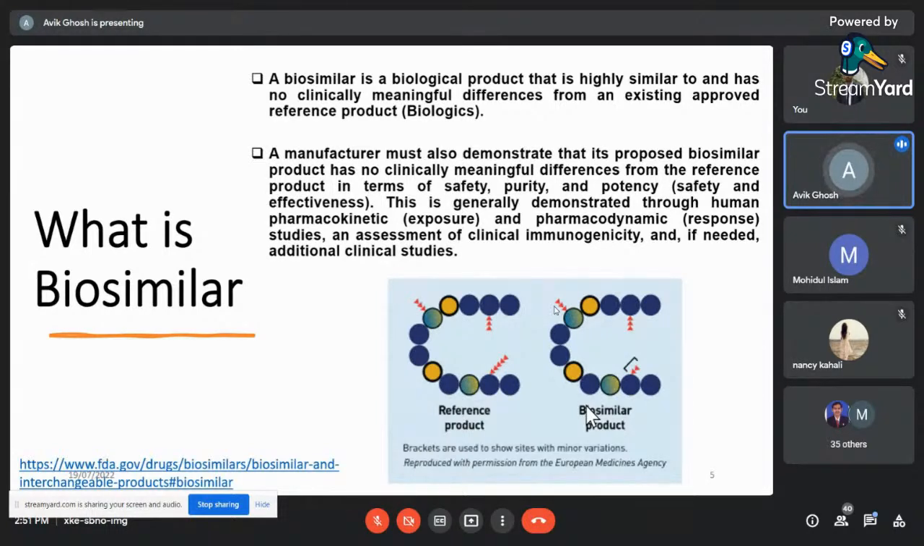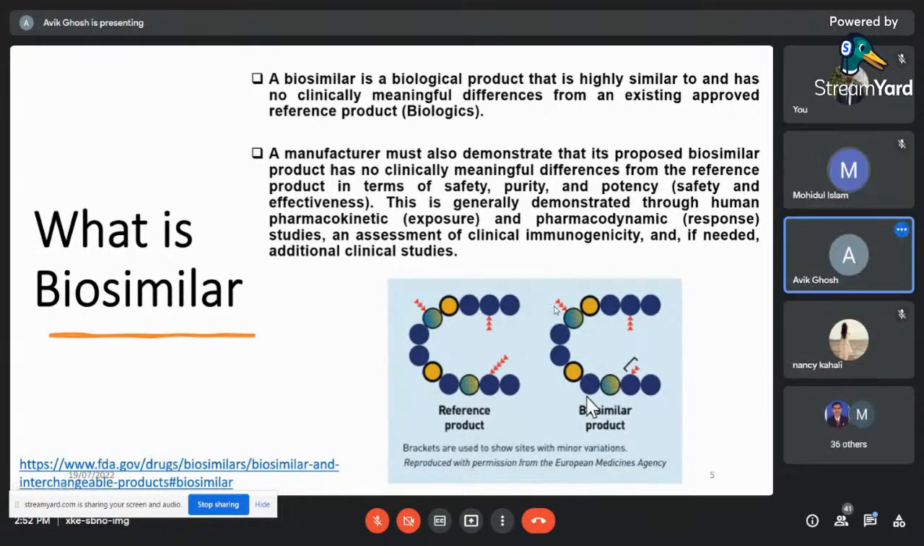They have very complex structures, so it may not always be possible to mimic the exact biologic. Since there are structural differences and complexity around the structure, you cannot always mimic it, so there will be differences all the time. However, these differences should not impart any clinically meaningful difference. As you see in this picture, this is a reference product and this is a biosimilar product. Other than the protein backbone itself, there can be other things attached to it, like carbohydrate chains and many other things, and there might be small differences in those.